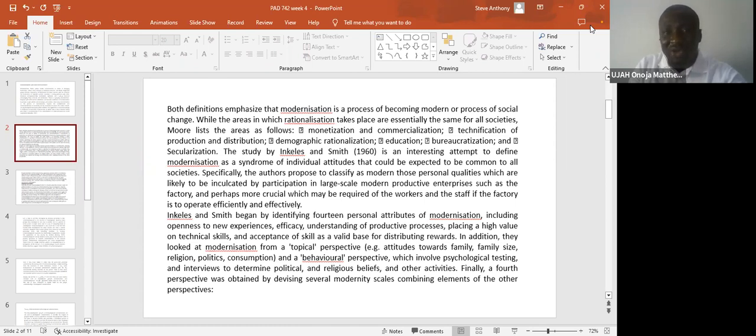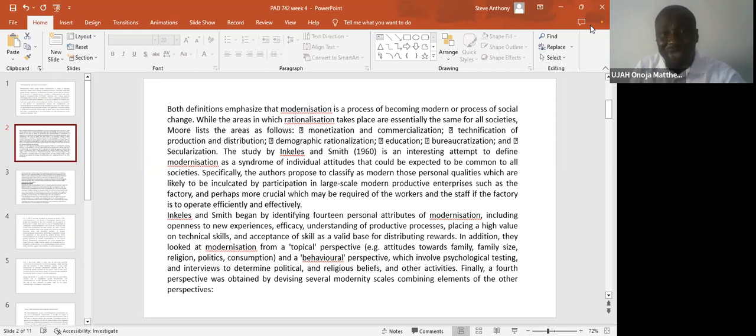He also looked at it from the angle of technification of production and distribution, and demographic rationalization, which looks at it from the angle of education, bureaucratization, and secularization. So in his own perspective, it covers the whole gamut of how society functions: from the angle of trade, from the angle of improved technology and production, from the angle of even the population and the environment that the population occupies, the extent of the education, and how the hierarchical structure of how information flows within the system are also looked at or understood within the confines of modernization.